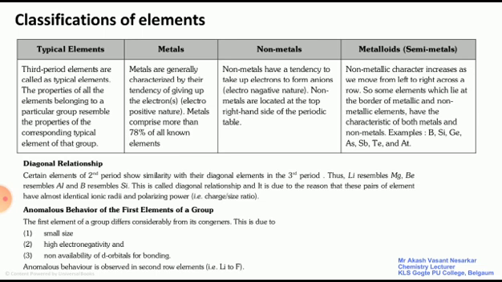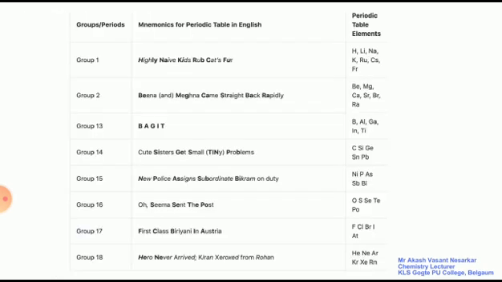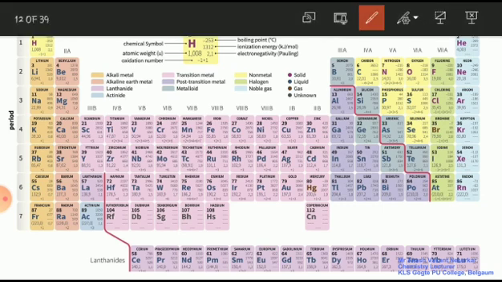And the next one, that is very important: diagonal relationship. Certain elements of the second period show similarity with their diagonal elements in the third period. For example, lithium resembles magnesium. Its diagonal element is magnesium, so the properties of lithium resemble those of magnesium. Or beryllium resembles aluminum, or boron resembles silicon.